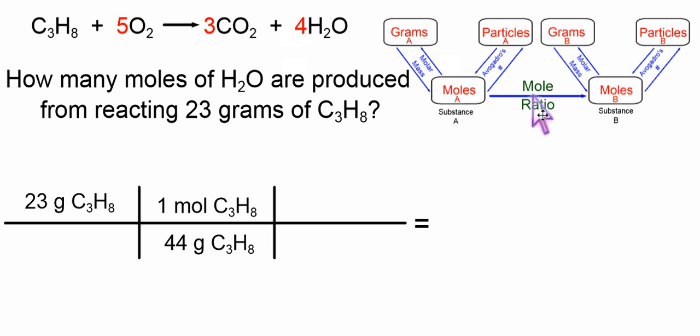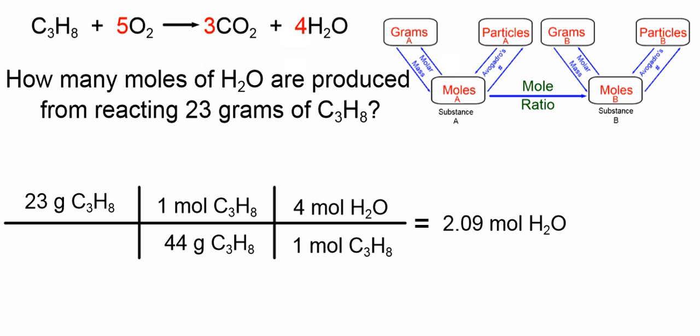In this case, mole ratio utilizes my coefficients. Well, there's a 1 there, so it'll just be 1 mole of C3H8. Well, what am I going to? I'm going to moles of water. So it should be moles H2O, and because it's the mole ratio, I'm going to use the coefficient. So that should be 4. Now I multiply on the top, I divide on the bottom, and what I should get is 2.09 moles of water. So that's a 2-step problem.